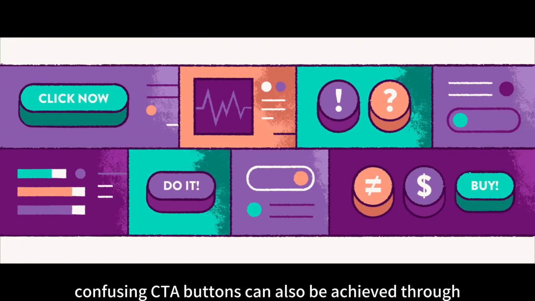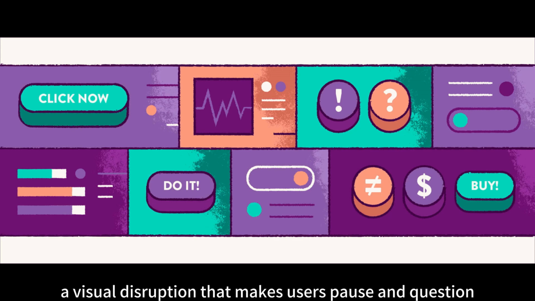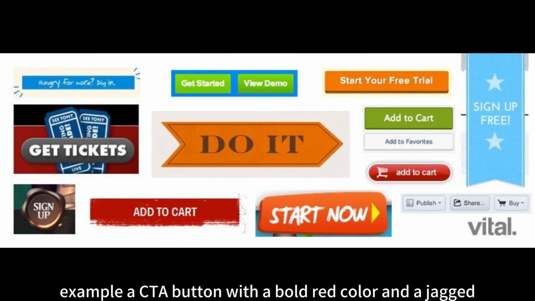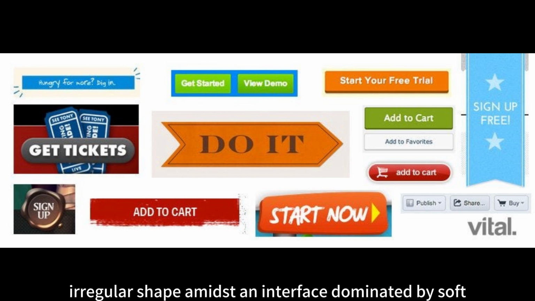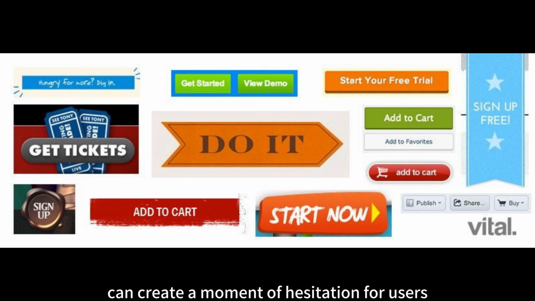Contradictory design. Confusing CTA buttons can also be achieved through contradictory design elements. Use contrasting colors, shapes, or typography that deviate from the overall visual language of the interface. This creates a visual disruption that makes users pause and question their intended actions. Example: a CTA button with a bold red color and a jagged, irregular shape amidst an interface dominated by soft pastel colors and clean lines can create a moment of hesitation for users.